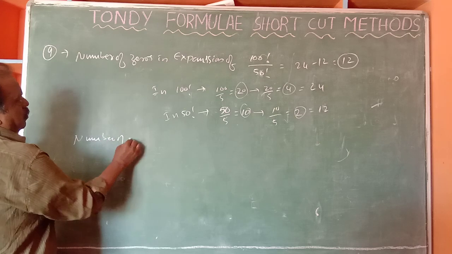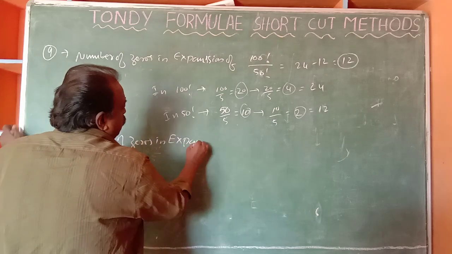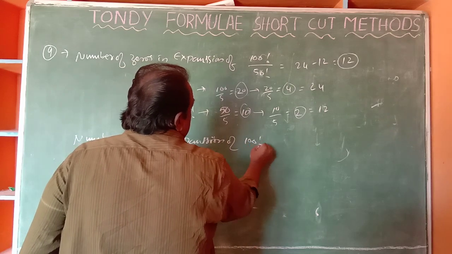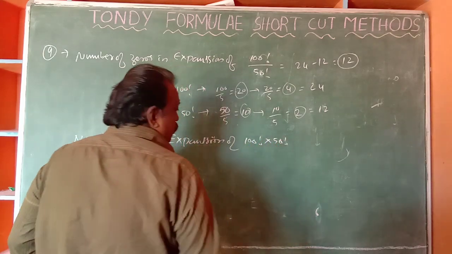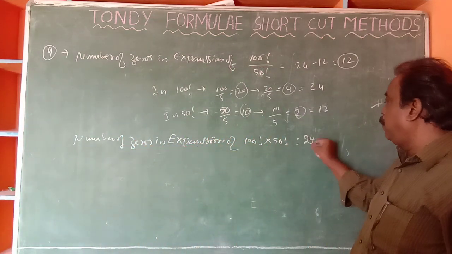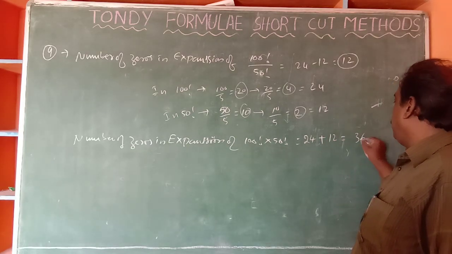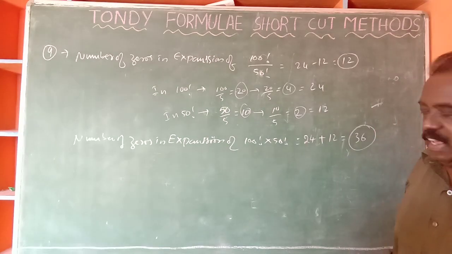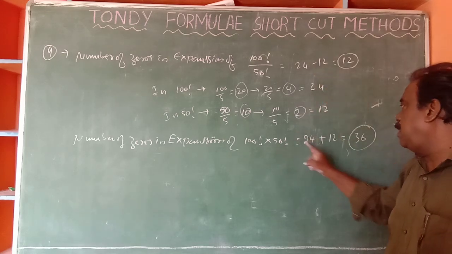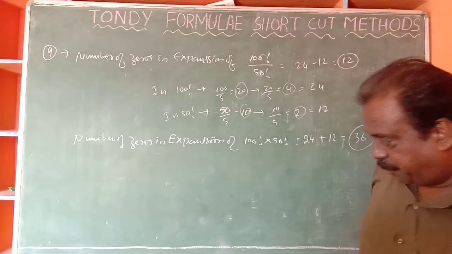Suppose the same question: the number of zeros in the expansion of 100 factorial into 50 factorial. Already we know it. 100 factorial is with 24 zeros plus 50 factorial is 12. So there are 36 zeros. If division is there, we make a subtraction. If product is there, we make the summation. Okay? Like this.